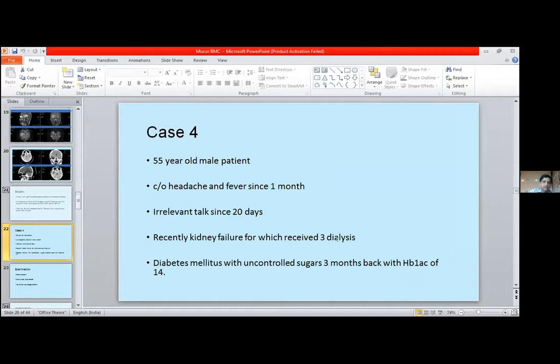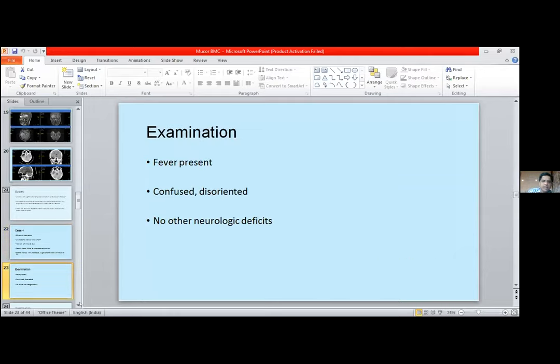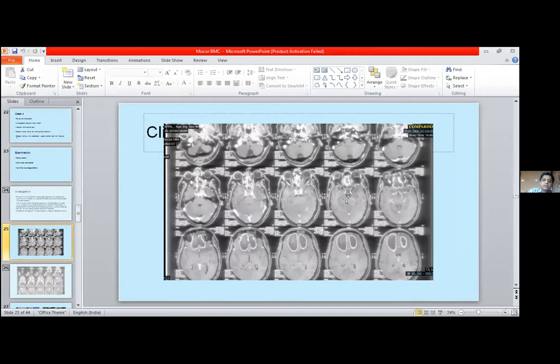This fourth case is not related to COVID. This was 2 years back when I was in NIMHANS, we had treated a 55-year-old male, again with headache and fever of 20 days. He had kidney failure, and he was diabetic with poorly controlled diabetes. He was confused, and his MRI showed a bifrontal lesion, like an abscess. This was like an abscess with peripheral enhancement.